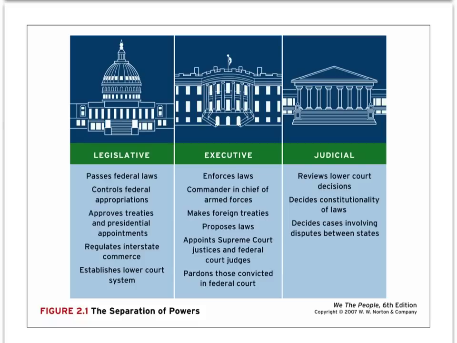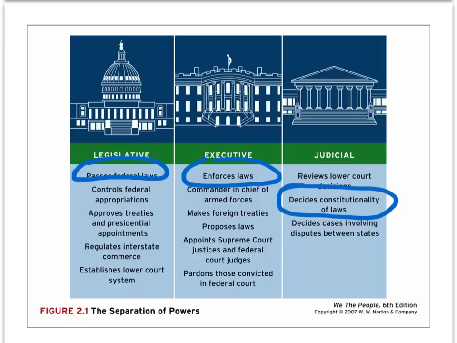Now here's a nice little graphic. You might want to pause and look at it. I'm not going to spend much time on it in the course of events, but I like this graphic from the old textbook, which shows what each branch does in a shorthand method. The predominant power for the legislature is to write law, the executive to enforce it, and the judicial to interpret it.